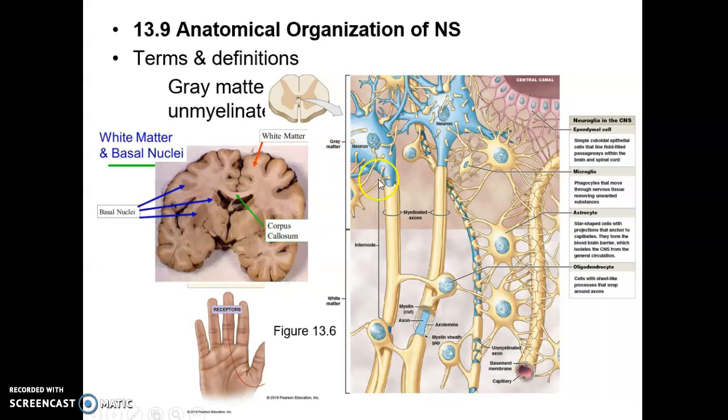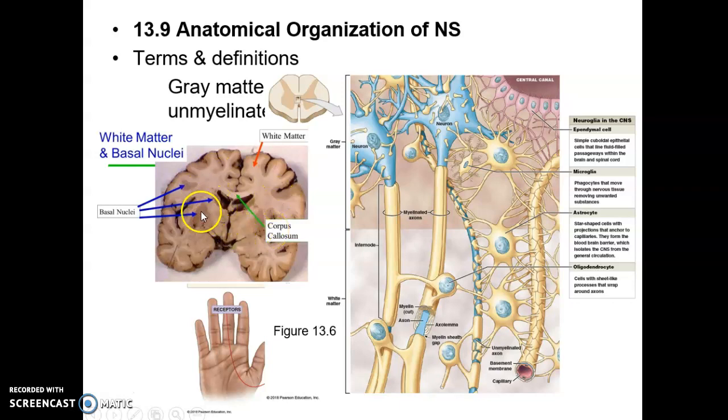Here's a coronal frontal section of a human brain, and you see that the dark matter is external, the cerebral cortex, groupings, aggregations of cell bodies, and then internally, deeper, there's white matter. So those are the myelinated axons, which is why it's whiter in color. Okay? And those would be tracts connecting regions of the brain.